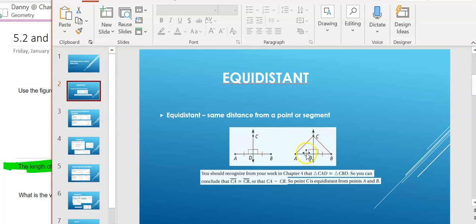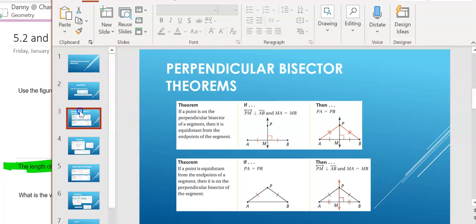Same thing with D here. We see these little ticks. That lets us know that D is equidistant between A and B. We can also call D a midpoint.